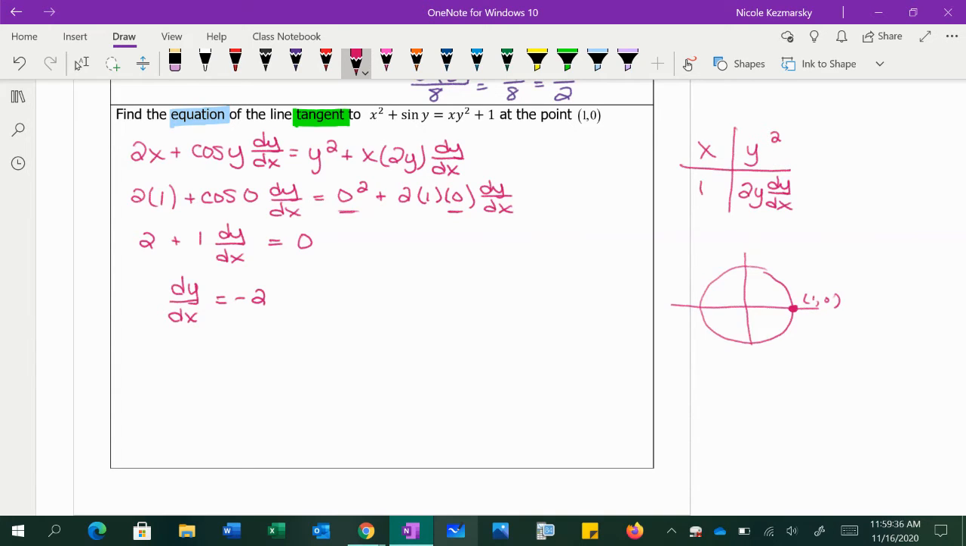And that's our slope. So we have our slope at -2. Our x was given to us in the original point, 1. And the y was given to us in the point, and that was 0. So we're going to use point slope form. y minus y1 equals m times x minus x1. And we're going to say y minus 0 equals -2 times x minus 1.